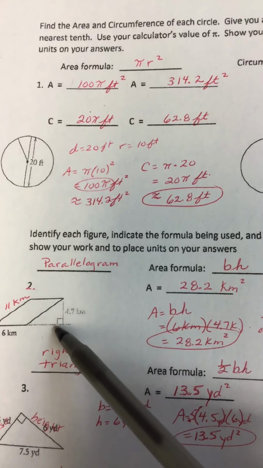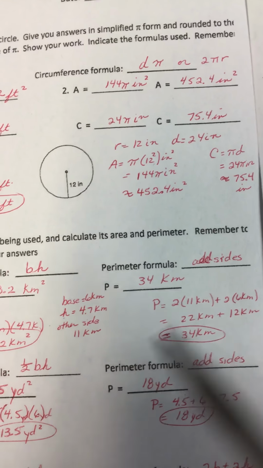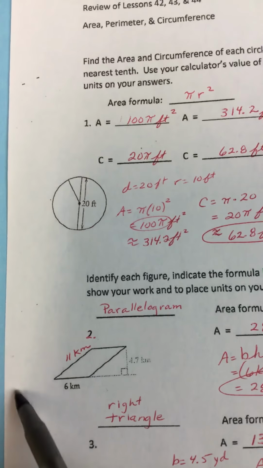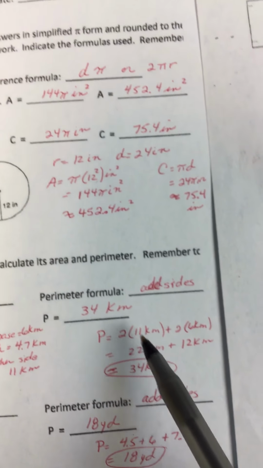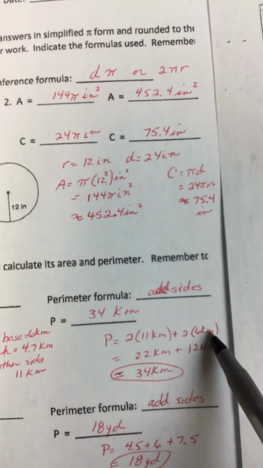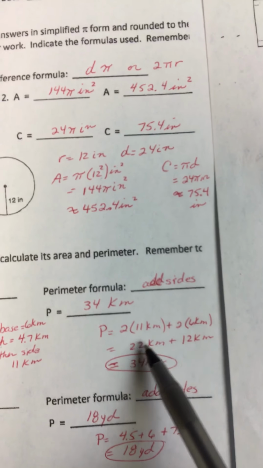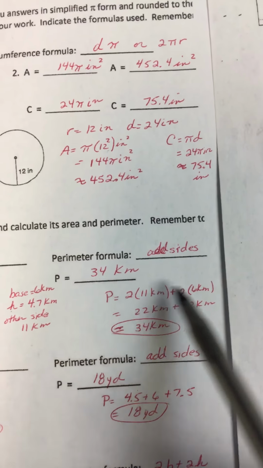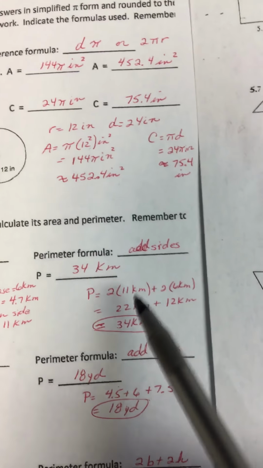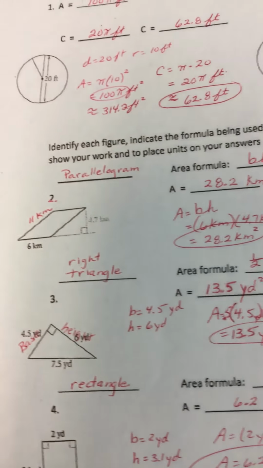For perimeter, you couldn't have done that because you did not see the 11 that got left off the picture, and that's my fault. But this is 11, so you're adding up your four sides. There are two sides that measure 11. There are two sides that measure 6. So 22 plus 12 would have been 34 kilometers. For the perimeter of a parallelogram, you're just adding the sides.